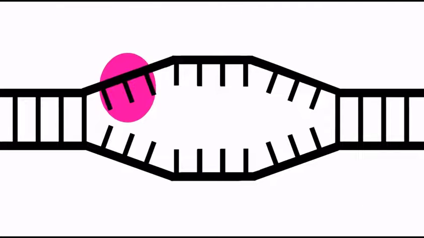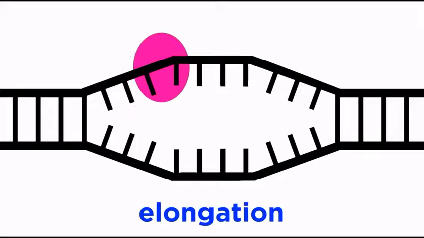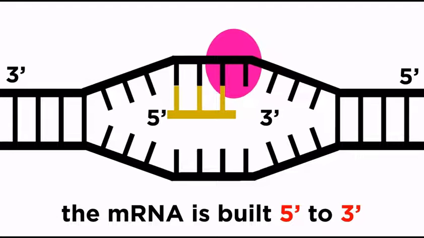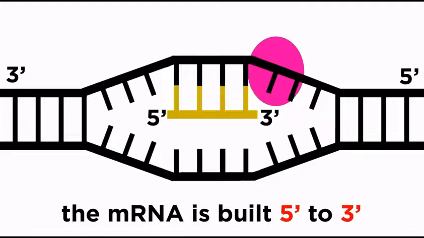RNA polymerase doesn't need a primer. It simply initiates mRNA synthesis at the start point and then moves downstream along the gene in a process called elongation, synthesizing the mRNA as it goes, reading the antisense strand from 3' to 5' and generating the mRNA from the 5' end, attaching RNA nucleotides to the 3' end as it goes. This is very similar to the way DNA polymerase synthesizes DNA as it moves along the template strand.